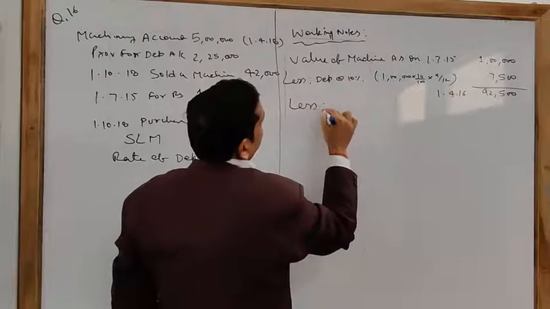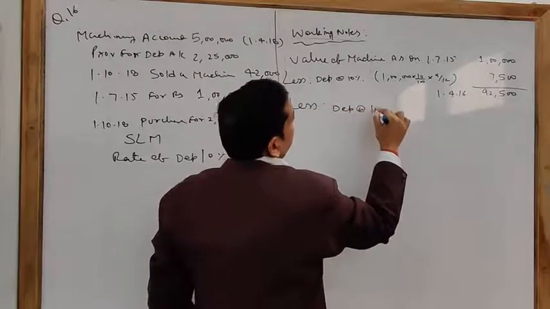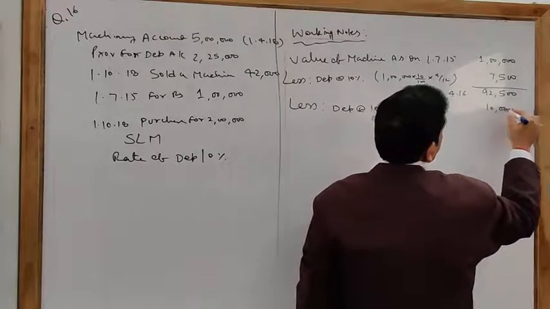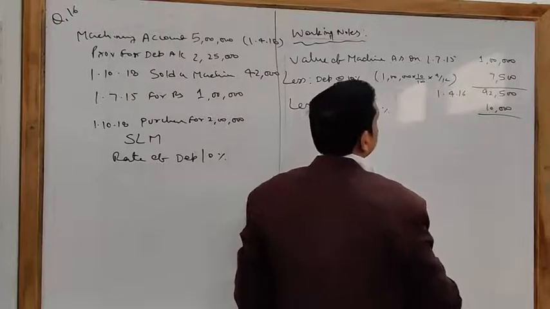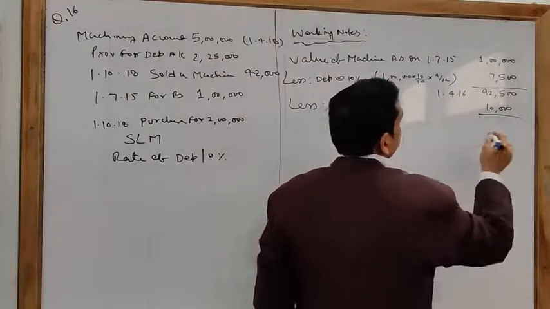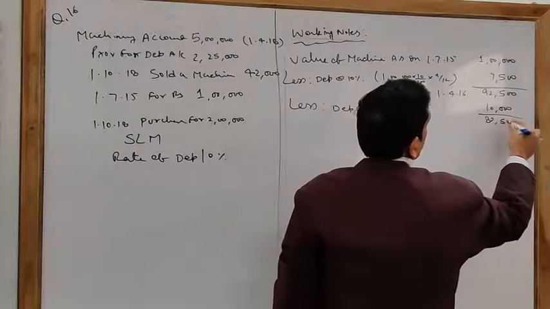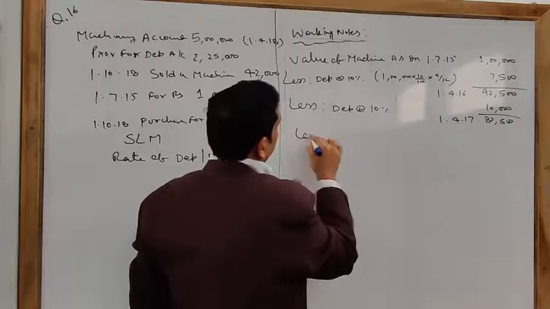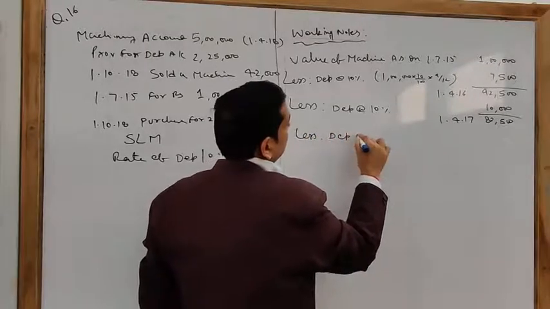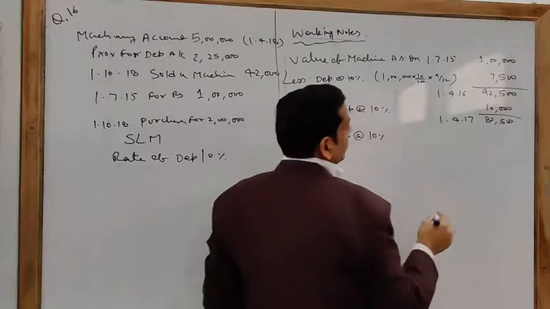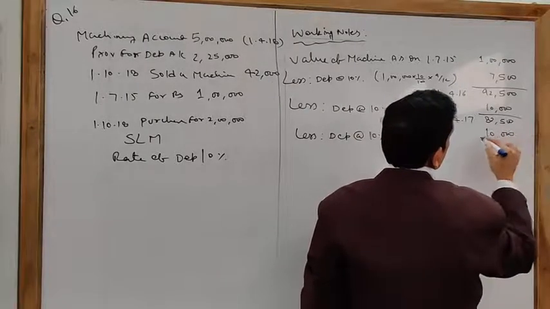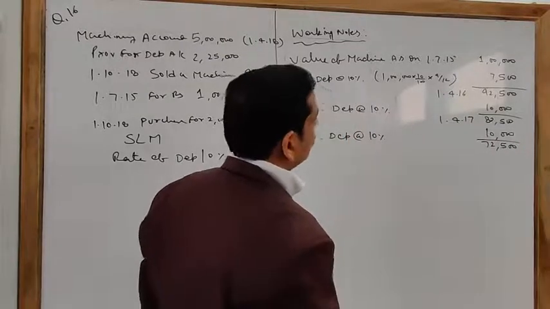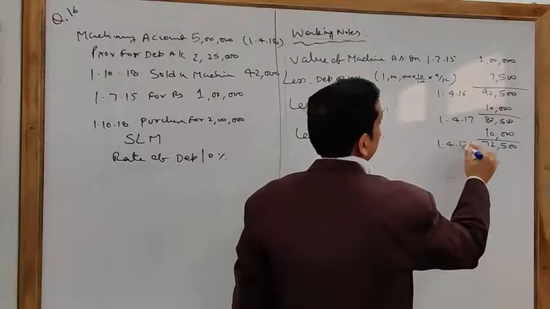Again less depreciation at the rate 10% for 1 full year now. So 10,000. 82,500. Value of machine as on 1/4/17. Again depreciation of this year 10,000. 72,500. Value of machine as on 1/4/18.